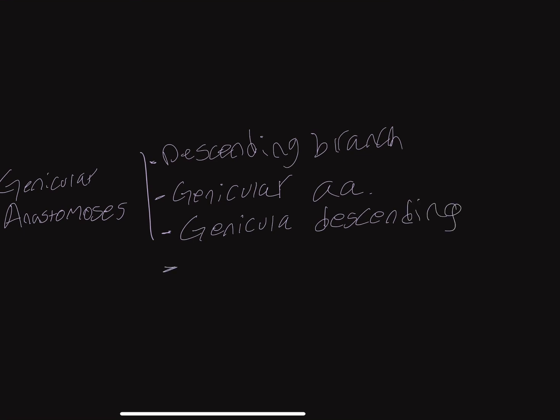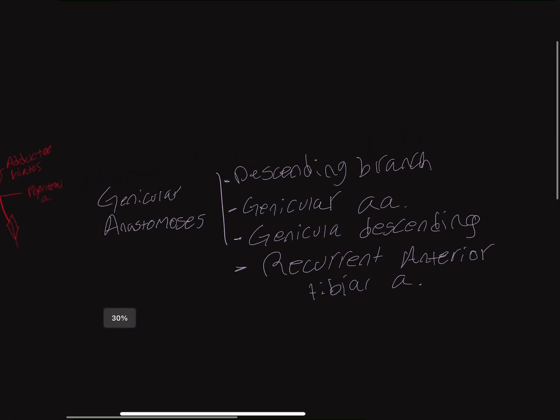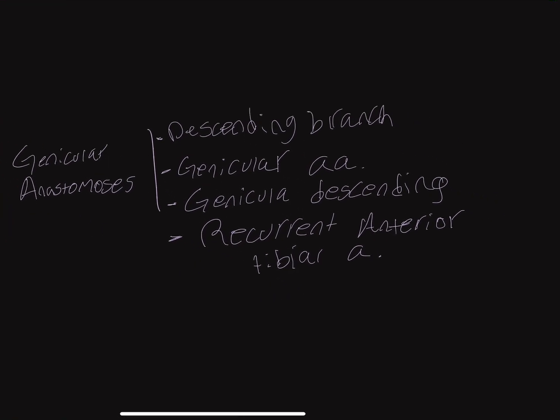And then you have your recurrent anterior tibial artery, right? So that's what you get there. Genicular anastomosis is made from the descending branch from the lateral femoral circumflex. I don't feel like writing at all. You have your genicular arteries, and you have your genicular descending, and then your recurrent artery, anterior tibial artery.